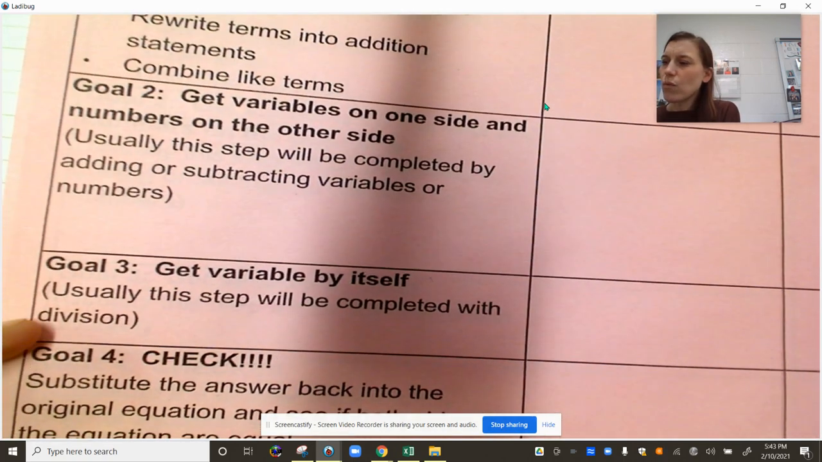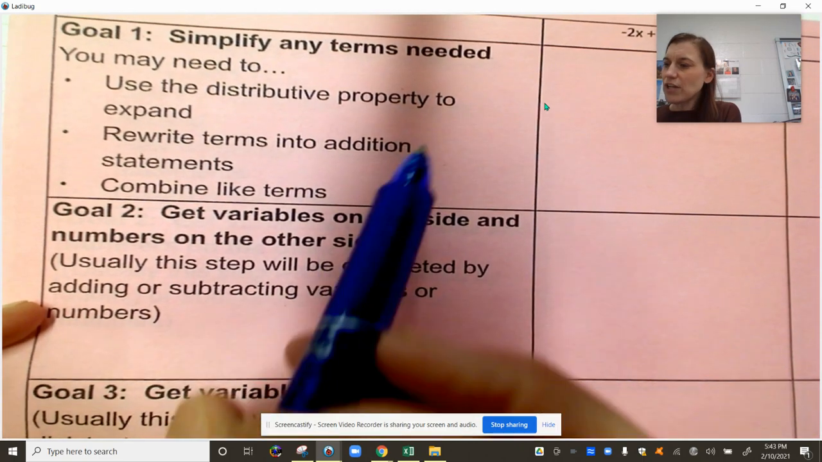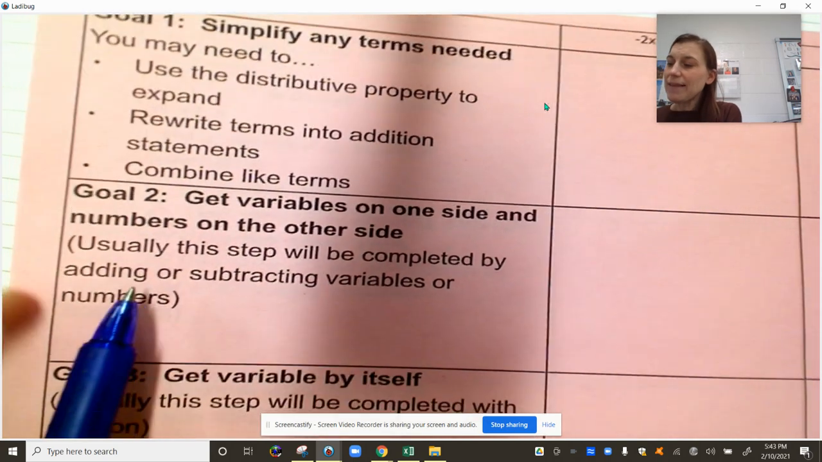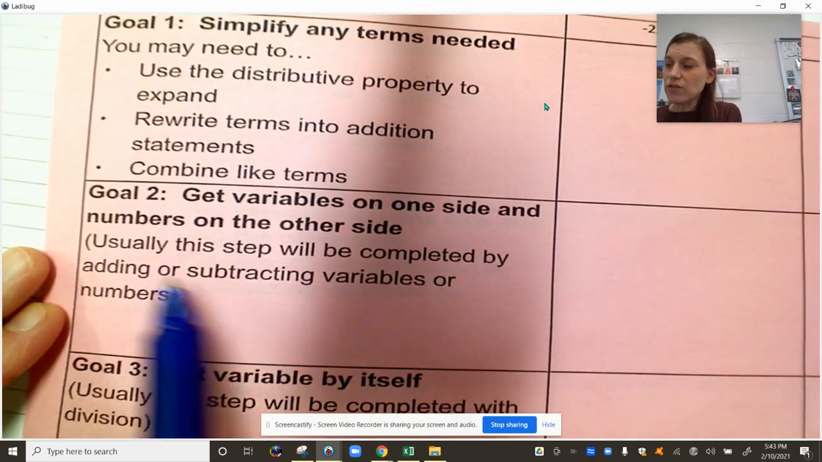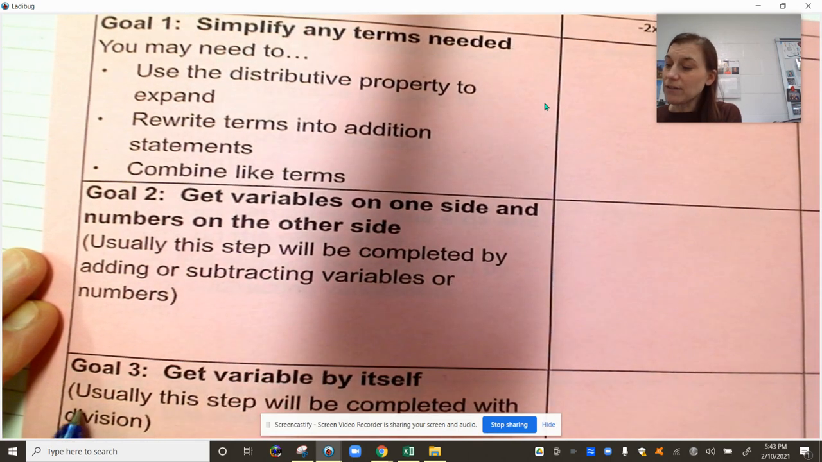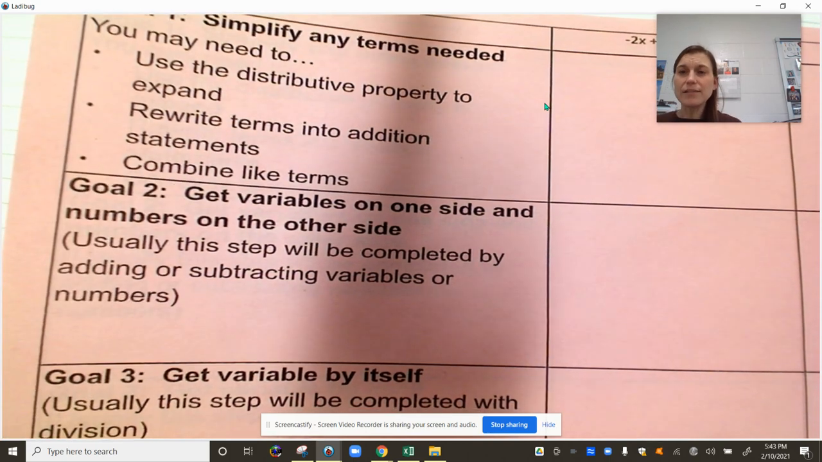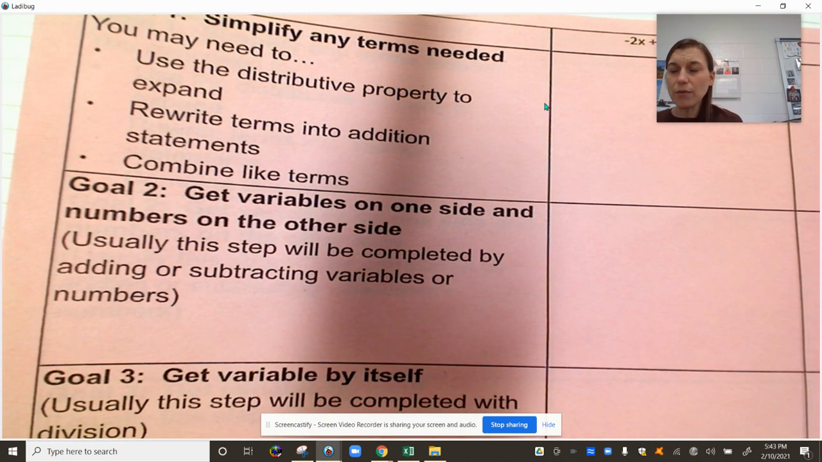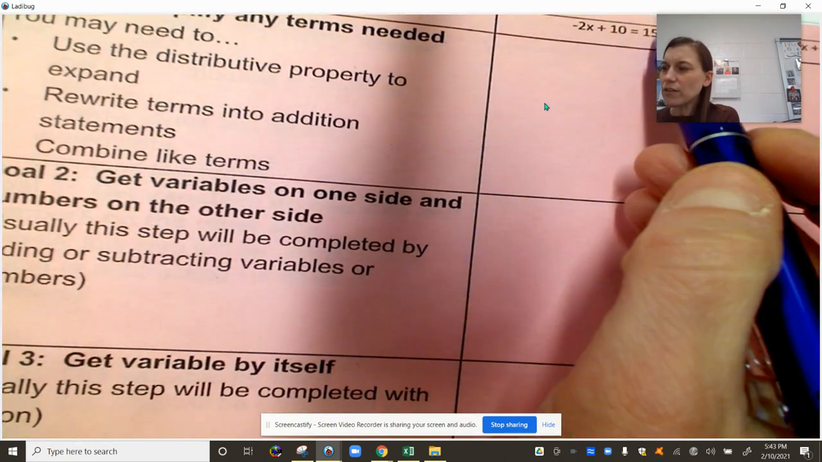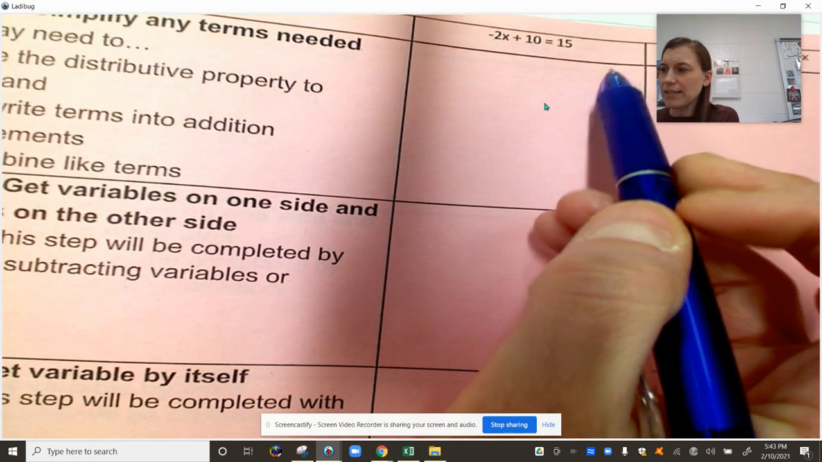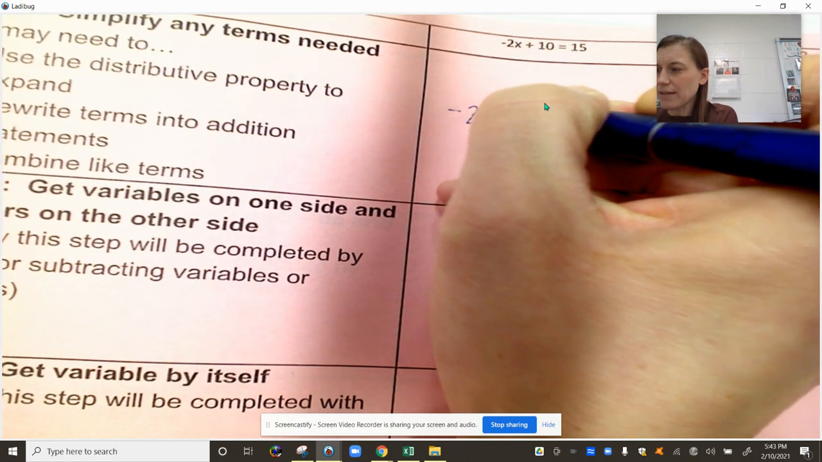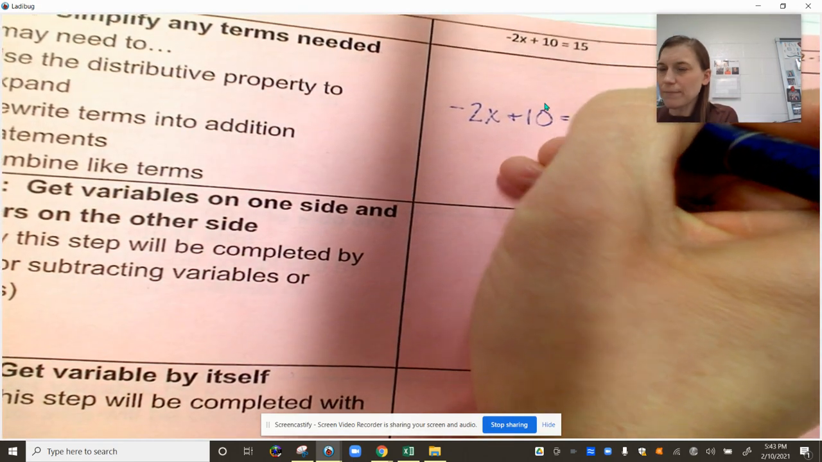What we're going to notice is there are some suggestions here for things that you may need to do, but you may not need to do. In general, we solve two-step equations where we usually use adding or subtracting first, and then division second. It's possible that we could be doing other things in these steps, but this is the pretty standard stuff that we'll be doing. So let's look at this first equation: negative 2x plus 10 equals 15.